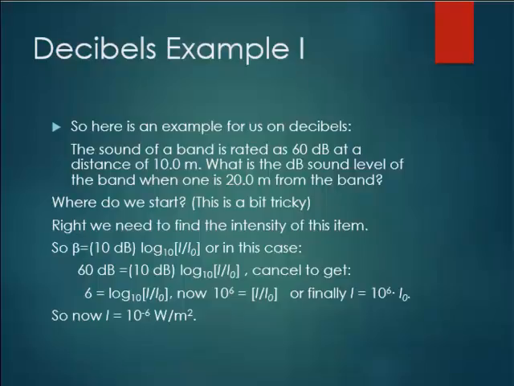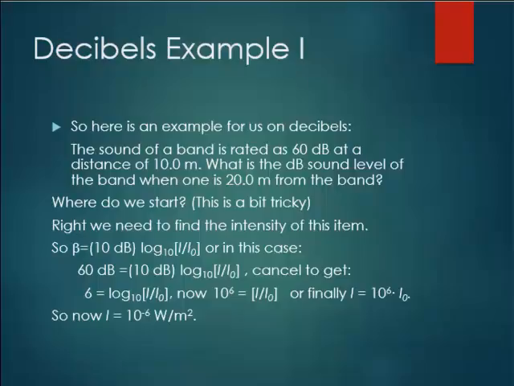This is a little bit of a tricky one, so I'm going to walk us through it. The first thing we have to do is break apart the decibel equation and determine the intensity of the band. Remember the equation is the decibel rating equals 10 decibels times log base 10 of I over I0. So we plug in our value of 60 decibels, and get 60 equals the standard 10 decibels times log base 10 of I over I0. Canceling the 10 decibels out, we get 6 equals the log base 10 of I over I0.